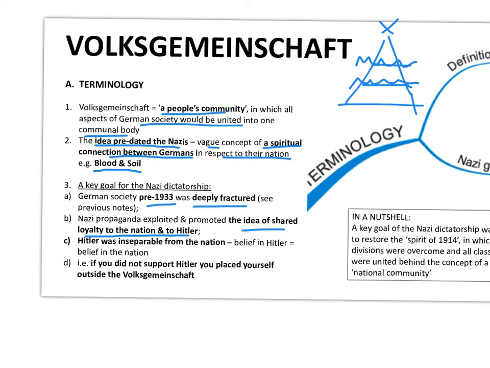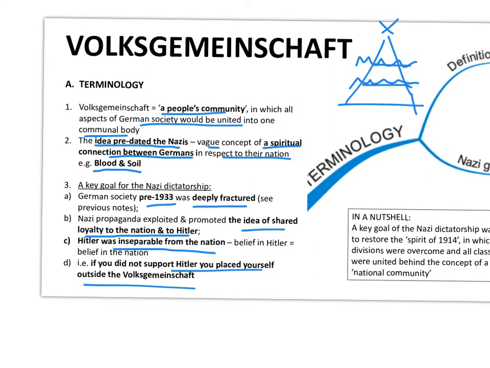That links to the next point. Hitler was therefore inseparable from the nation. Belief in Hitler meant belief in the nation. So by consequence, if you disagreed with Hitler, you were a traitor to the nation. It was almost a fundamental obligation. If your attitude towards Hitler was wrong, you were weakening the nation. So if you did not support Hitler, you placed yourself outside the people's community. That's the kind of terminology we're talking about.